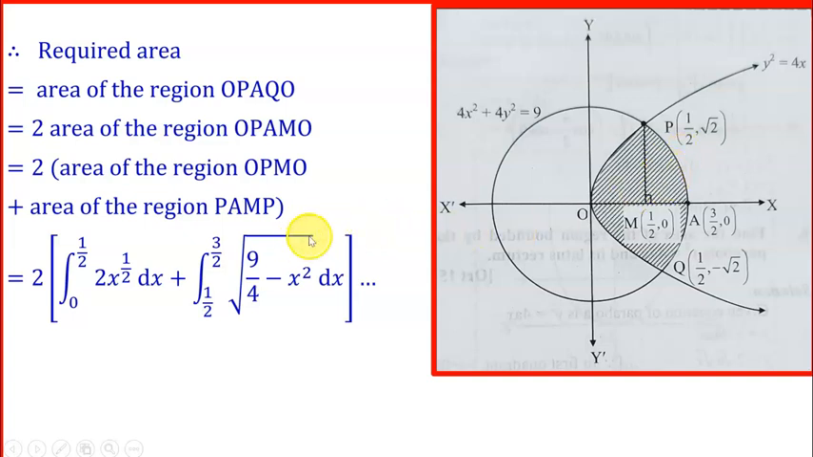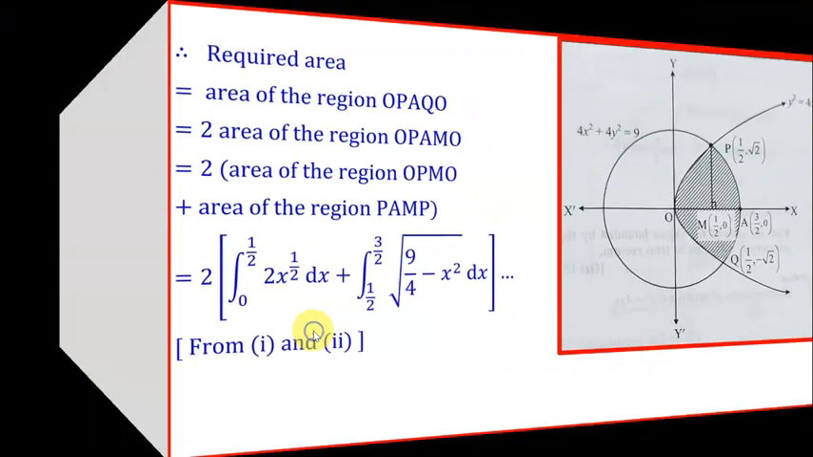y is equal to the root of, if we find it from this equation, x square plus y square is equal to 9 by 4. Then y is equal to the root of 9 by 4 minus x square dx. Now we'll integrate this. This is from equations 1 and 2.